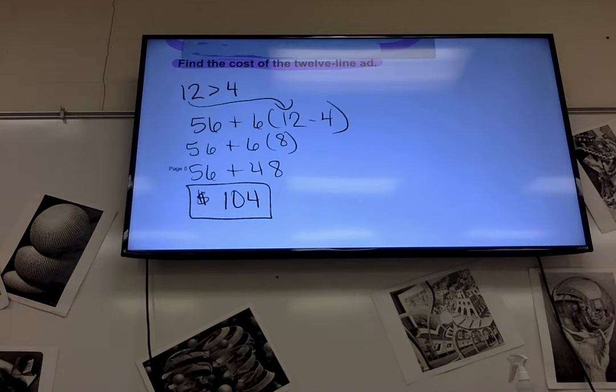12 lines is long, but a 12-line ad. He must want one that's going to stand out so that he's trying to find somebody to come work for him.